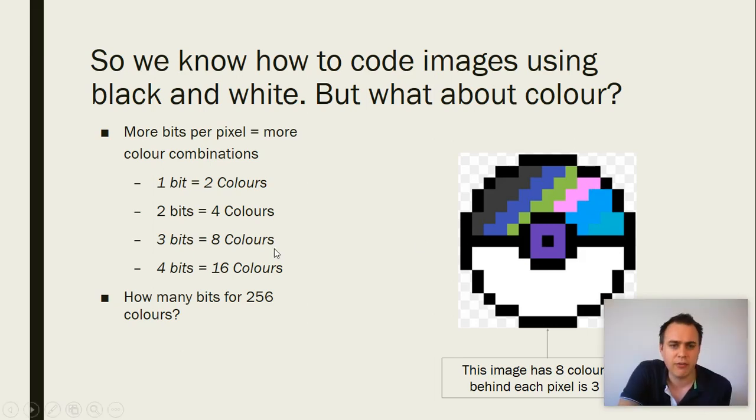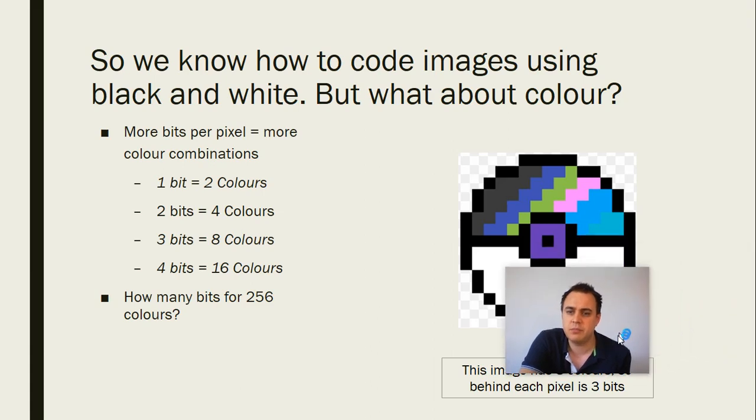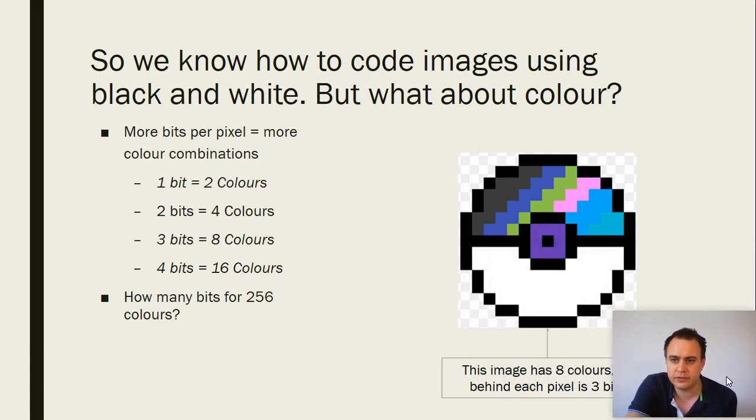So for instance, here, 4 bits per pixel, you've got 16 different combinations, so therefore you can have 16 colors. This image I've got just here has 8 colors, so behind each pixel is 3 bits. So you could have 0, 0, 0 represents white, 1, 1, 1 represents black, and then, I don't know, 0, 1, 0 represents this light blue just here, and then 0, 1, 1 could represent this color, and so on and so forth. So the more colors you have, the higher the amount of bits per pixel.